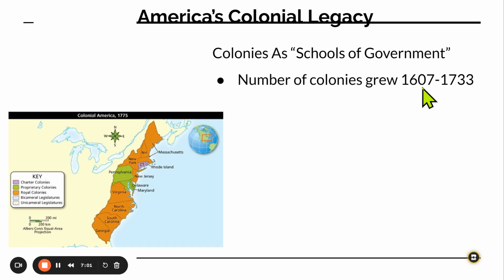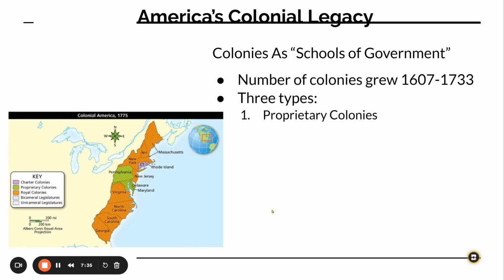Virginia from Jamestown is first in 1607. The last colony, Georgia, is not added to the collection until 1733. So different colonies had different lengths of time to build up their own sense of self-government. Something else that affected how colonies served as schools of government was the type of colony they were, which, if you did the homework, you already have a sense of those three types.